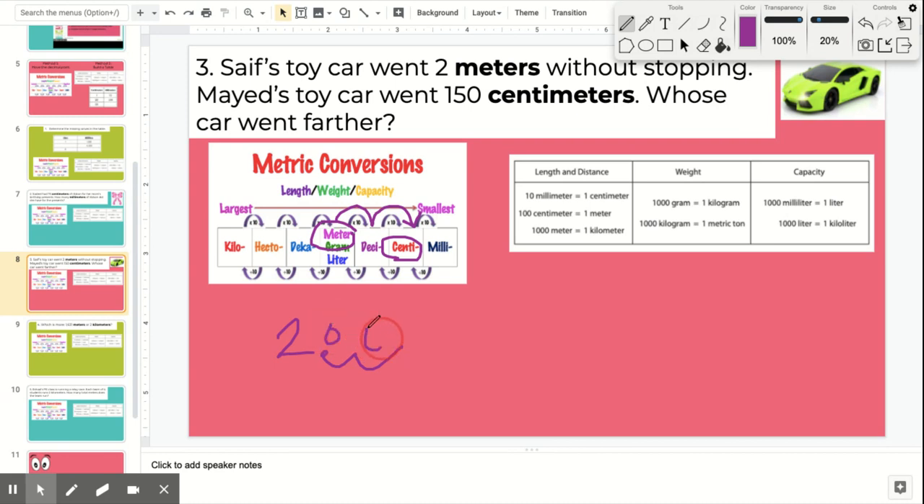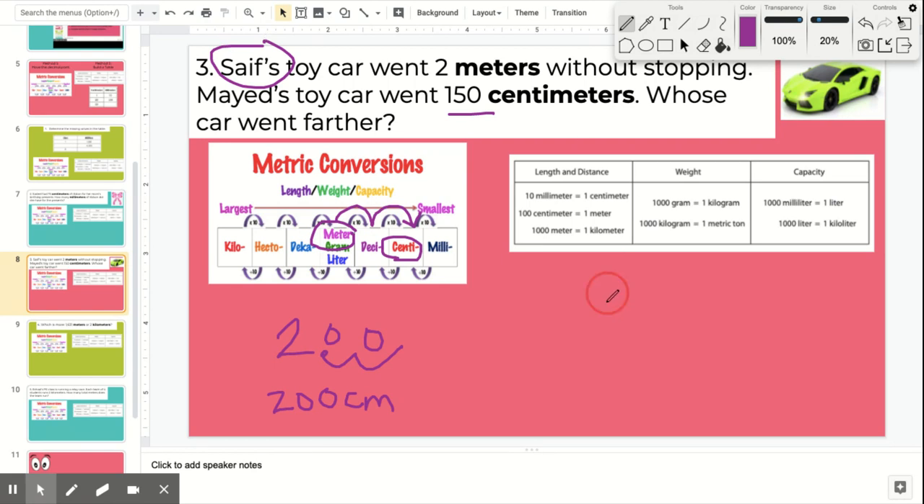So that tells me that Safe's car went 2 meters, but saying Safe's car went 200 centimeters is the same thing. So now you can compare 200 centimeters to 150 centimeters. Which one of those is the bigger number? Well, 200 is bigger than 150. So that means Safe's car went farther. So Safe was the answer to this problem.